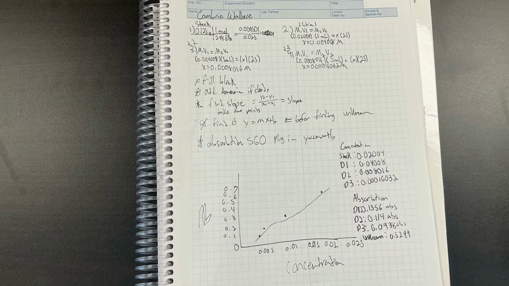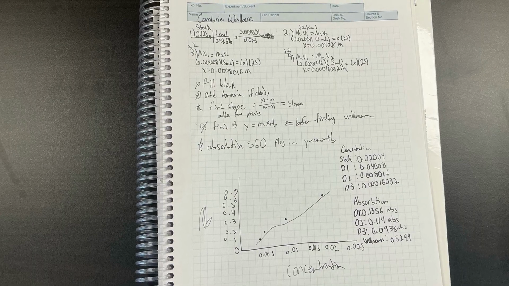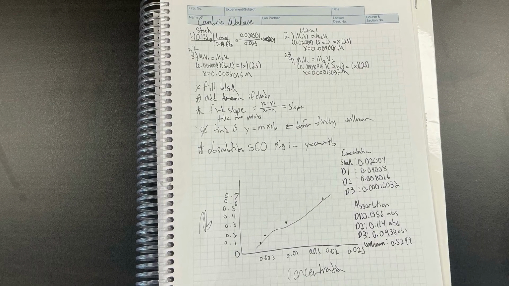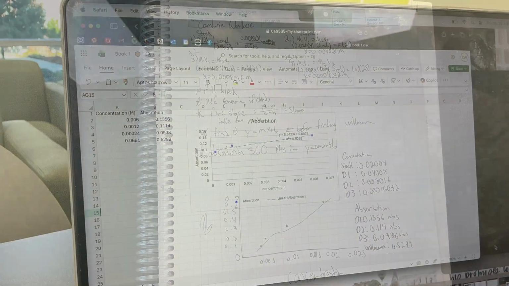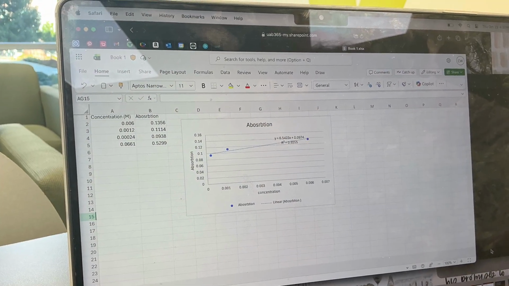Absorbance is directly proportional to the concentration. So, as concentration increases on the x-axis, absorbance also increases linearly on the y-axis.